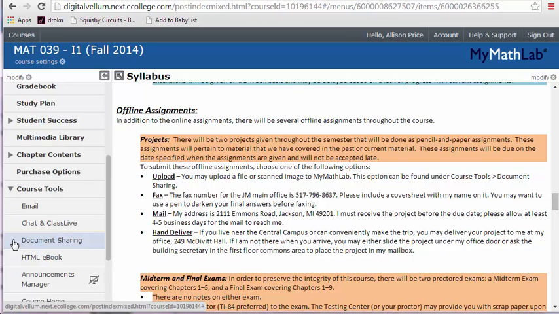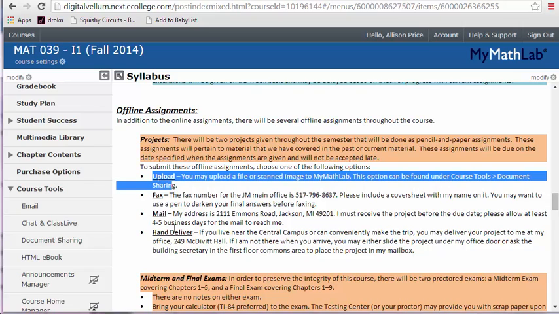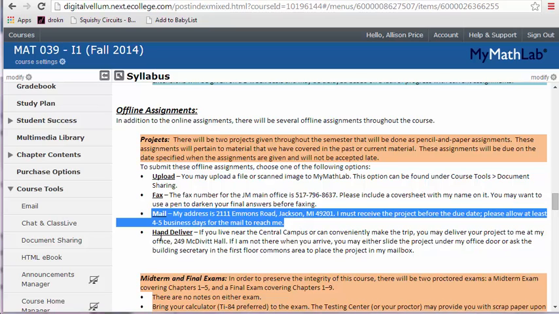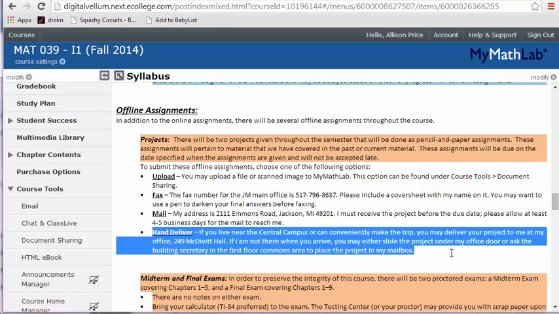If you completed your project on pencil and paper and don't have access to a scanner, scanning is the preferred method for sending it back in. It's possible to fax or mail the project in, or if you live near the central campus, you can come hand deliver it. Fax is probably the least preferred option, as it's often extremely hard to read something that comes through this way. So the preferred options are uploading a scanned copy, mailing the original copy to me, or hand delivering the copy if you live close enough.